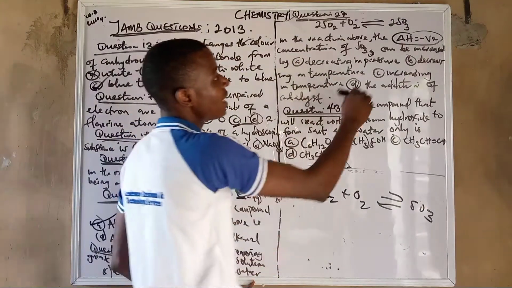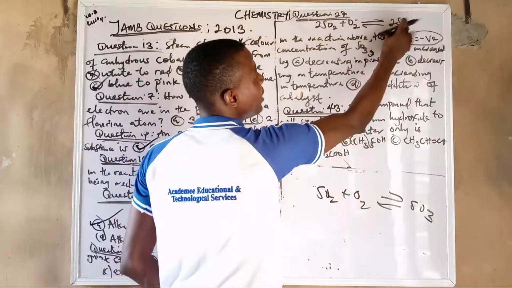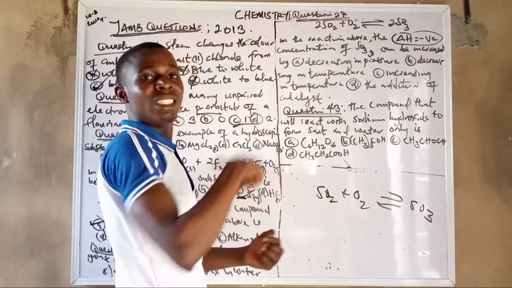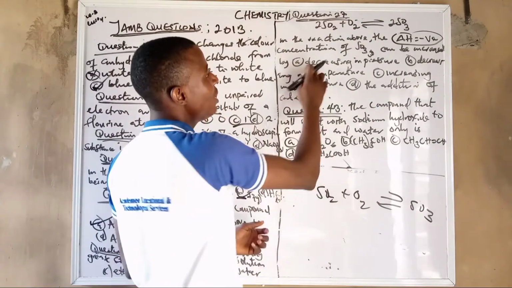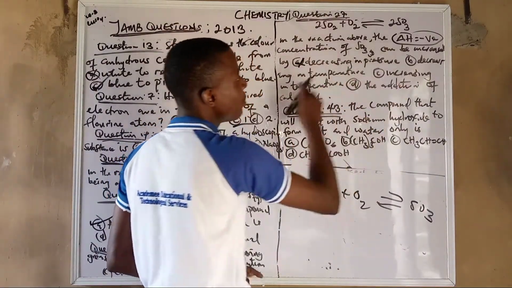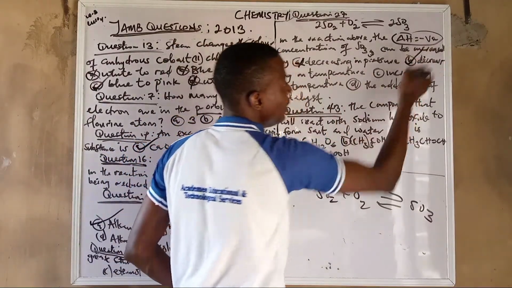You are now asked: in the reaction above, the concentration of SO3 can be increased by what? Since it is an exothermic reaction, what is the situation in which the production of SO3 can be increased? Mind you, decrease in pressure, no. Increase in temperature, no. Addition of catalyst, no.